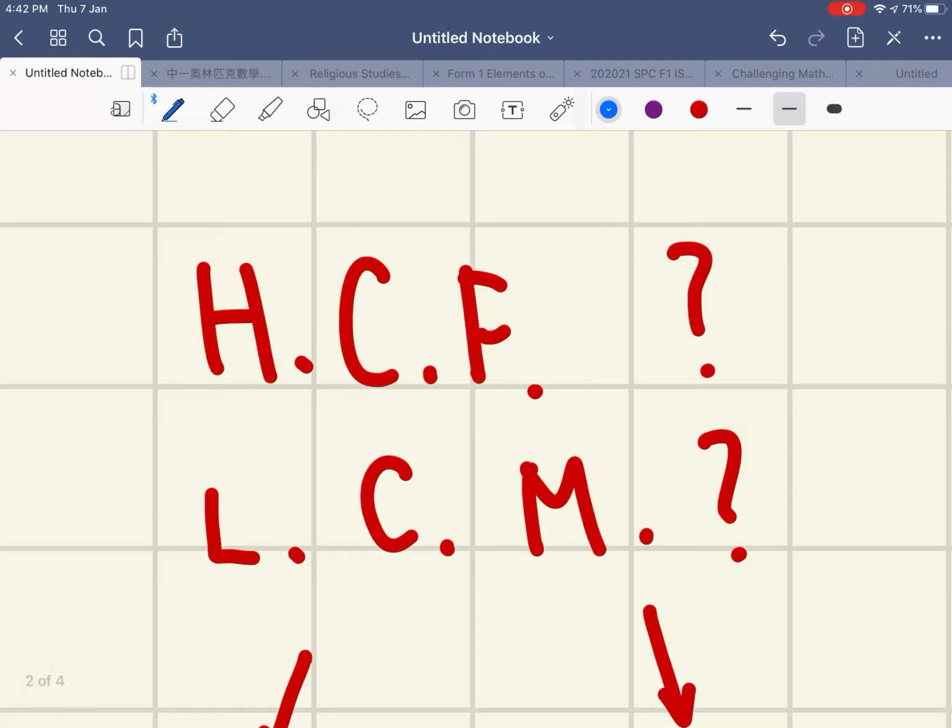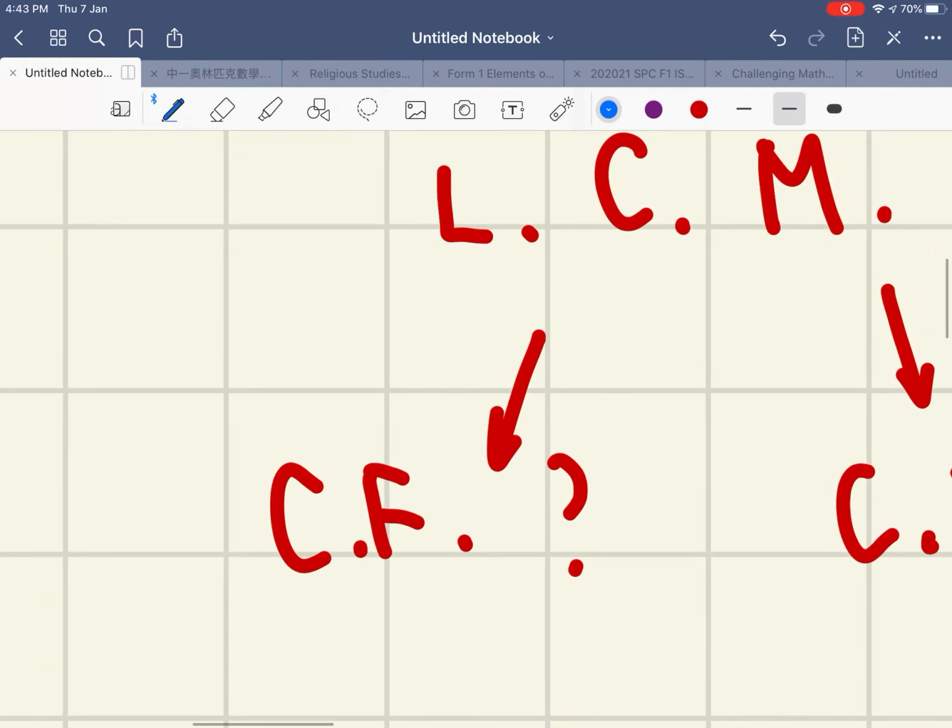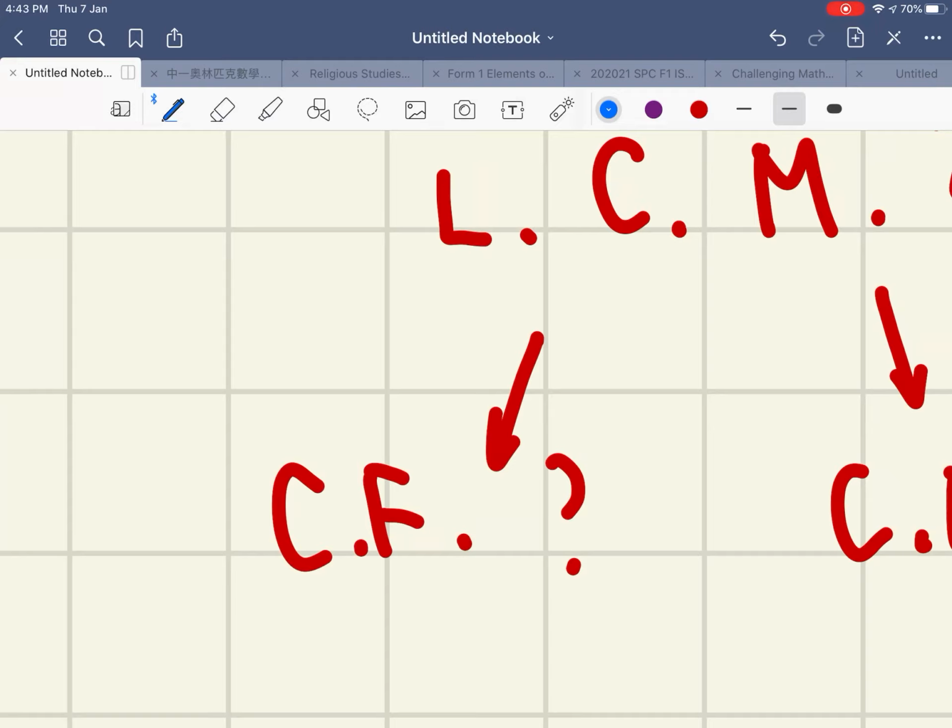Before learning about H.C.F and L.C.M, I think we should know what C.F and C.M are. C.F is common factor and C.M is common multiple. Common factors are factors that, when there are 2 or more numbers, sometimes they have the same factors, and they are called the common factors.